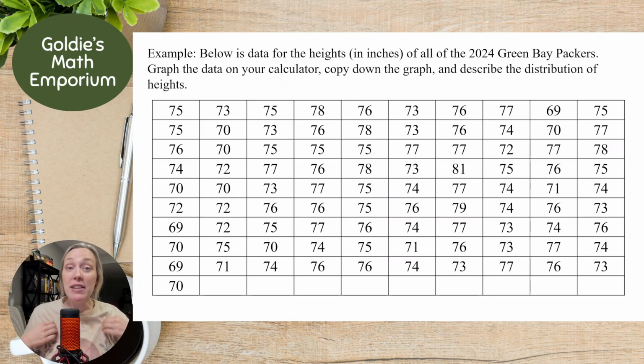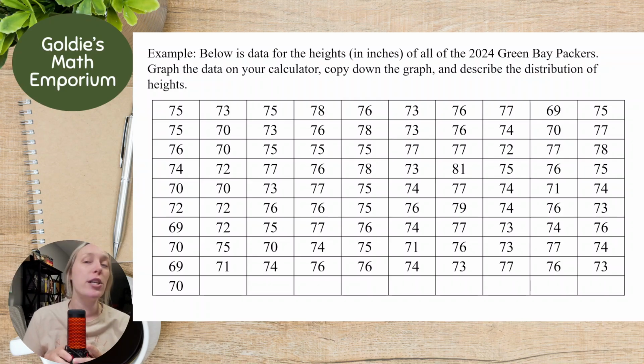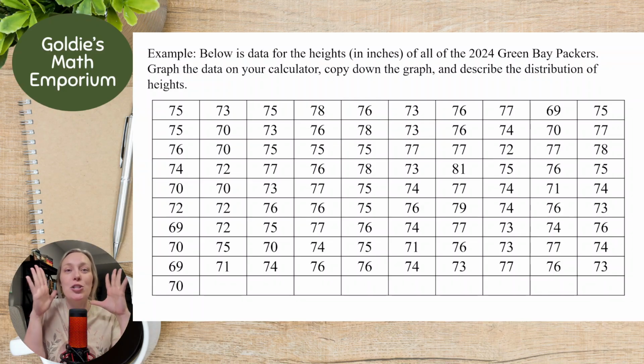All right. So I have an example. If you wanted to try this on your own, below is the data for the heights in inches of the 2024 Green Bay Packers. If you wanted to work with a large data set, graph the data on your calculator, copy down the graph, and describe the distribution of heights. Okay. If we were working in class right now, I would let you do this on your own, and then we would talk about it at the end. But I'm just going to show you the answer.